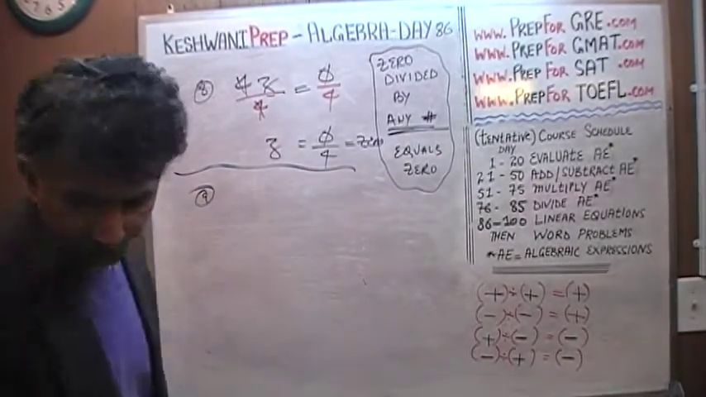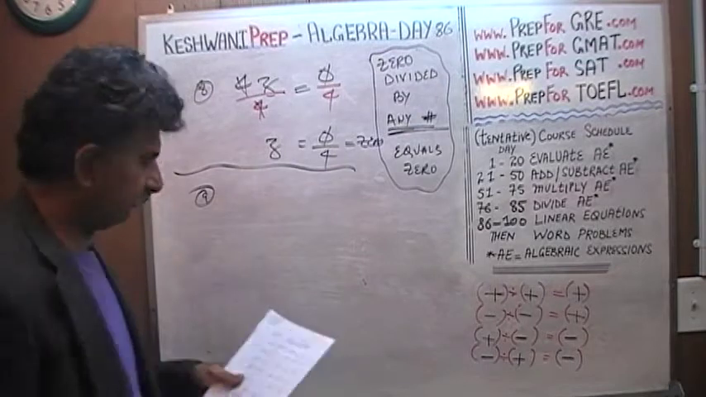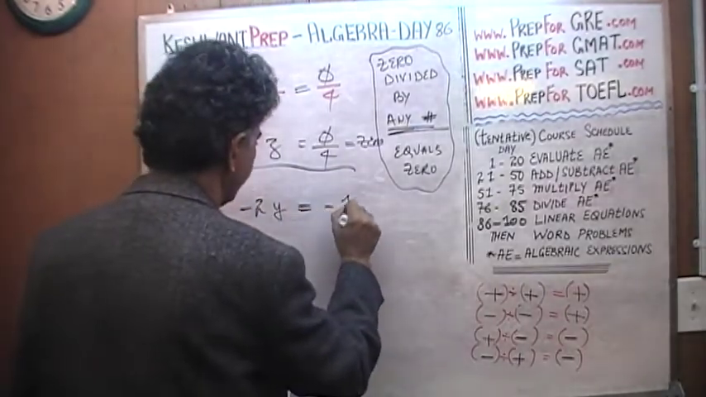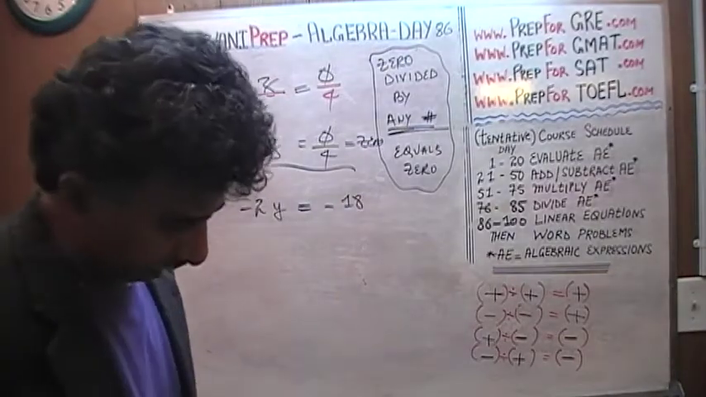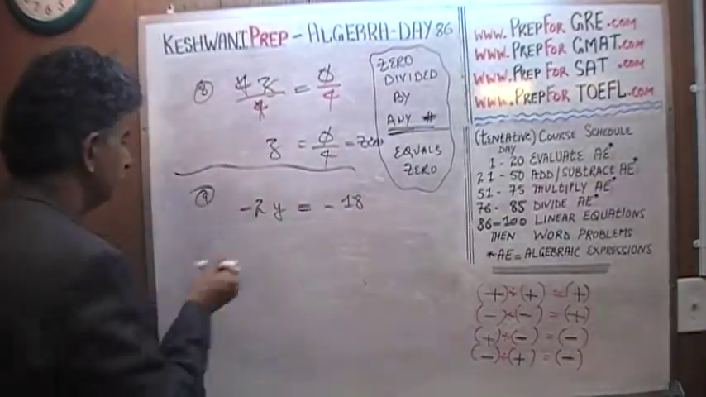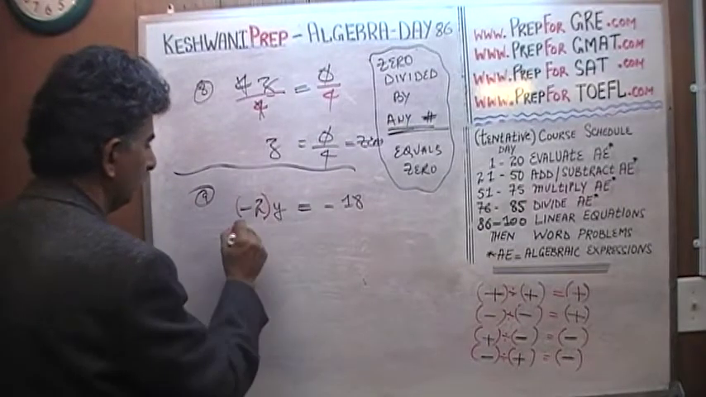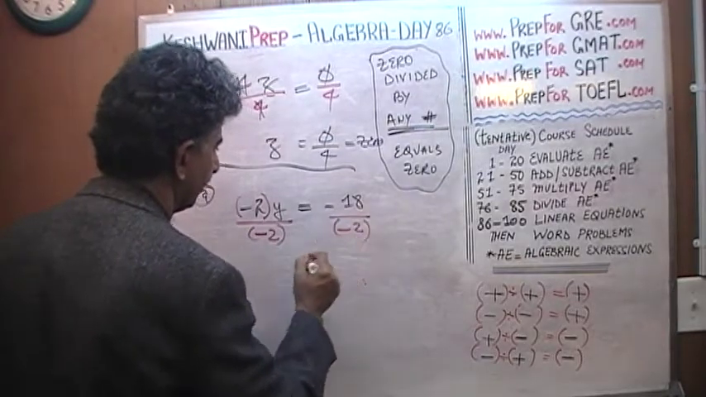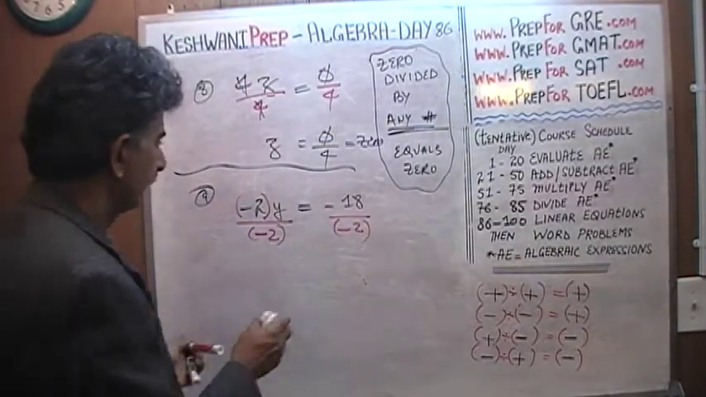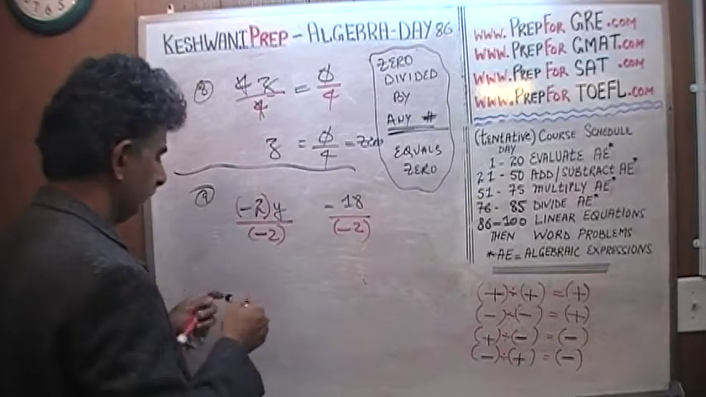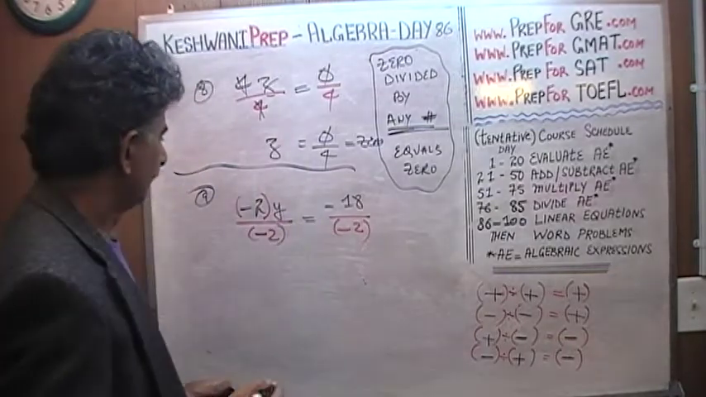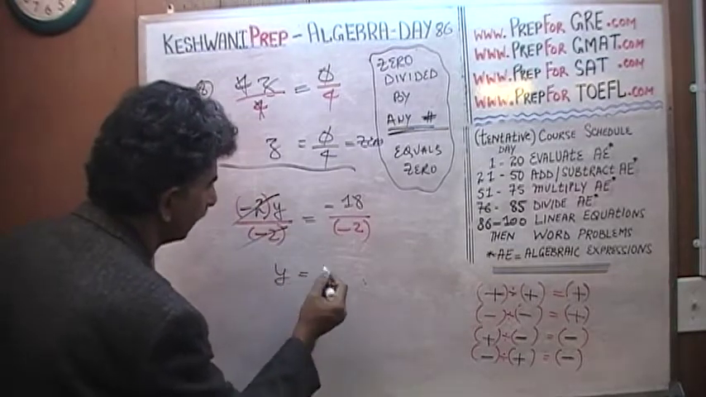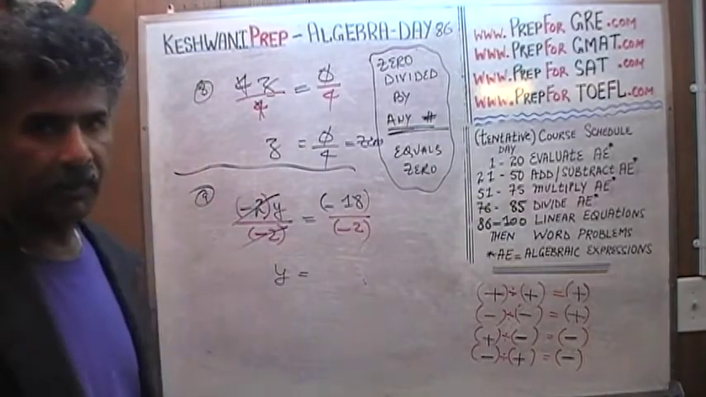Number 9. Negative 2y equals negative 18. Aha. In order to get rid of this negative 2, we need to divide both sides of the equation by negative 2. Bring the equal sign down so it lines up with the division sign. Negative 2 divided by negative 2 is just 1. And then y equals negative 18 divided by negative 2.